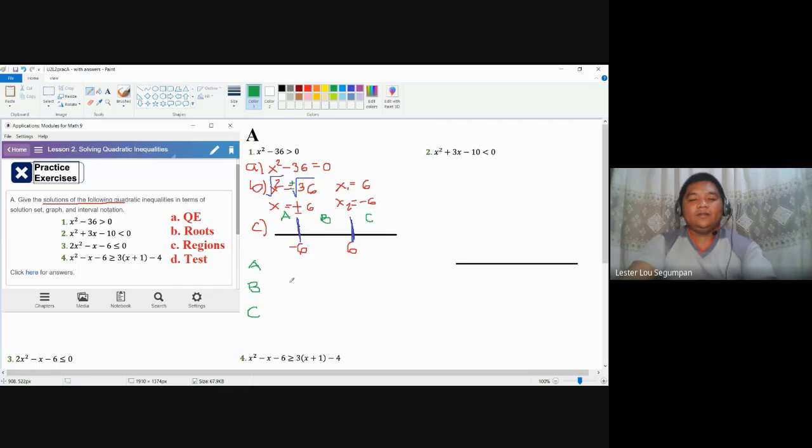Let's make a table. Pick a number in region A, any number that you want. You may choose negative 7, but let's choose negative 10, because it's easier for me to choose values in terms of tens or 5 or numbers with zeros. For region B, as I have mentioned, I will use test point 0. These values are what we call test points. Test points are the values that we are going to test in the given inequality.